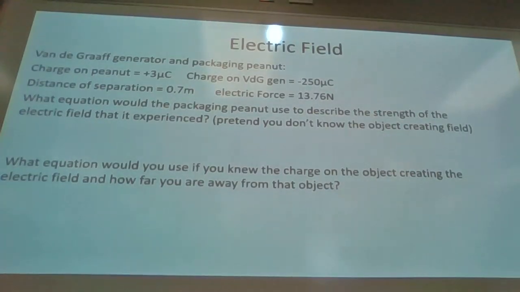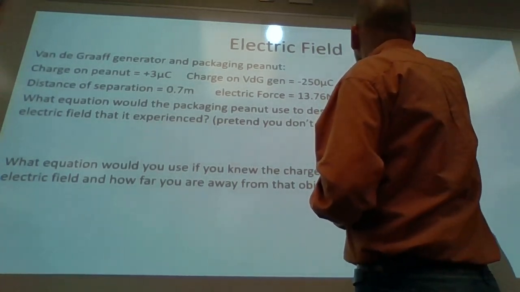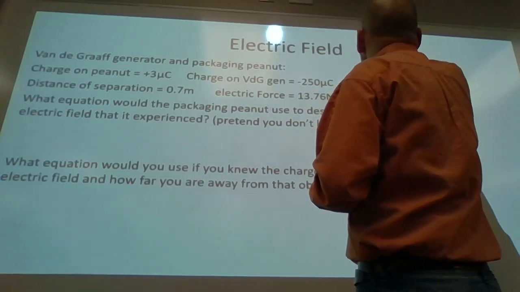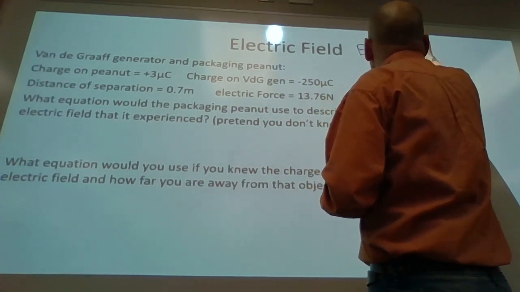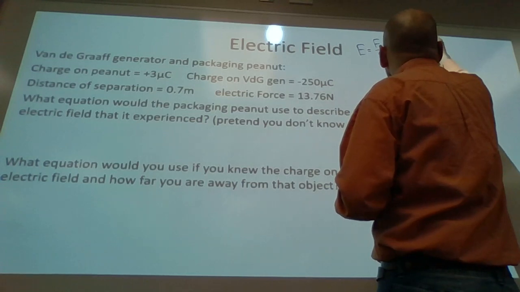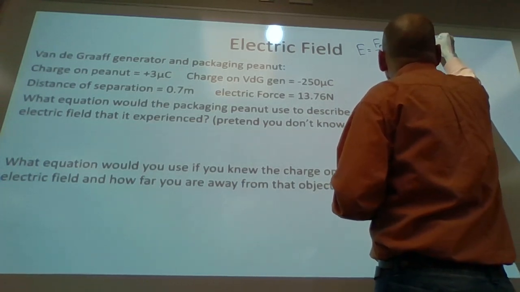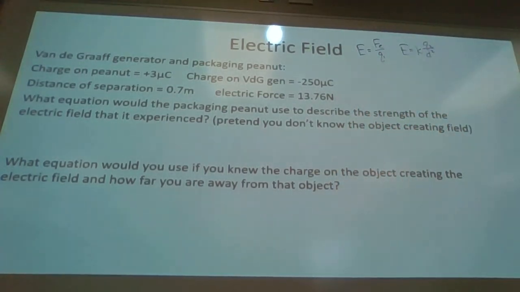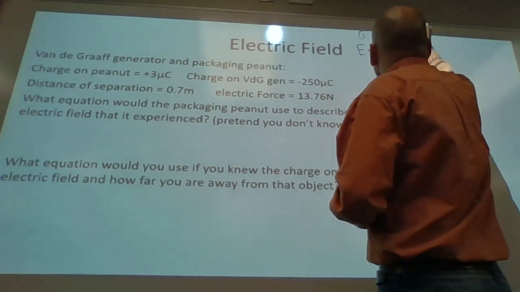All right, so we've got those charges, distance, separation, and force. Now, what makes this electric field confusing is the fact that we have two equations that describe an electric field. We'll call that equation 1 and equation 2.